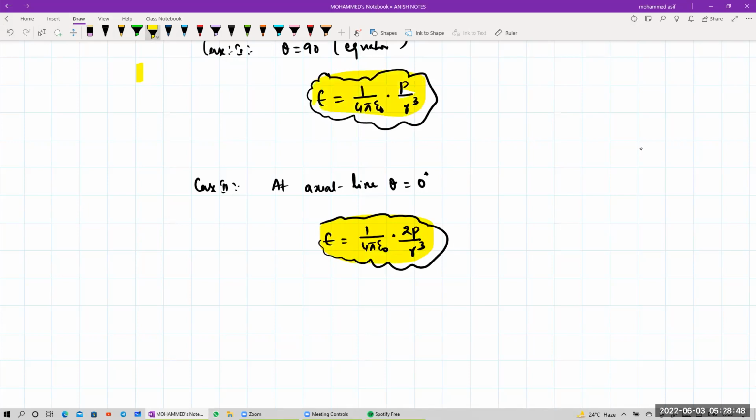Axial position it is P by 2 R cube. And for equatorial position it is 1 by 4 pi epsilon naught into P by R. Isn't it? So I can write here, electric field on axial position is equal to 2 times the electric field on your perpendicular bisector. That means E axial divided by E perpendicular will be equal to 2 is to 1. Clear?